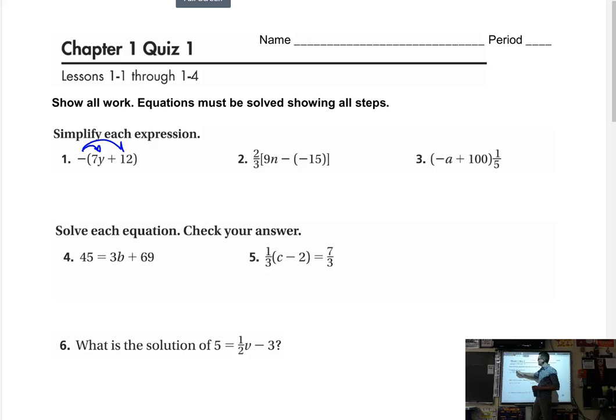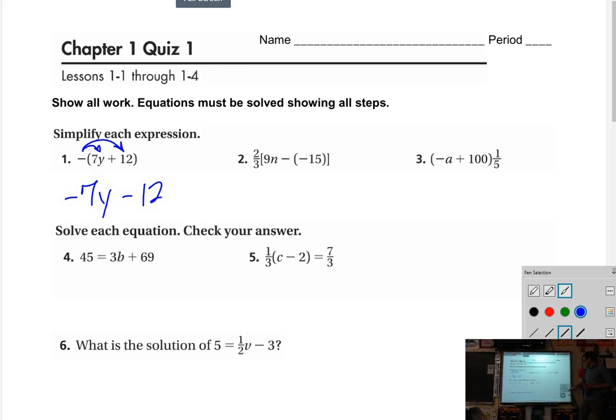I would distribute my negative and I would get negative 7y minus 12, or you could say plus a negative 12, but that's a little bit excessive, so we don't normally say plus the negative, we normally say minus.